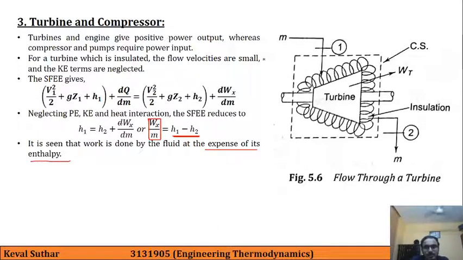So what is the meaning of this? Here when the fluid was entering into the turbine, it was at high enthalpy, and once it is leaving this turbine, it is at low enthalpy. So because of this reduction in enthalpy, we are getting this work output.